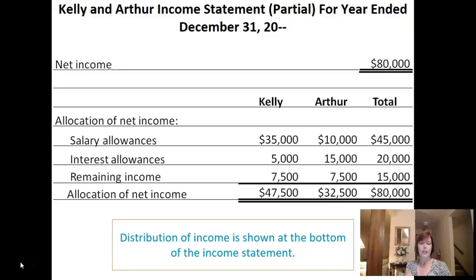We have Kelly and Arthur, our two partners, and each of them took some salary, although nowhere near the same amounts. We have Kelly taking $35,000 and Arthur taking $10,000. According to their partnership agreement, they must have had an agreement that each of them received interest on their initial capital contributions, so that's paid out first. And then there was $15,000 left over that they split equally. And so between the salary allowance, the interest allowance, and the remaining income, all of that $80,000 net income figure is allocated between the two partners.